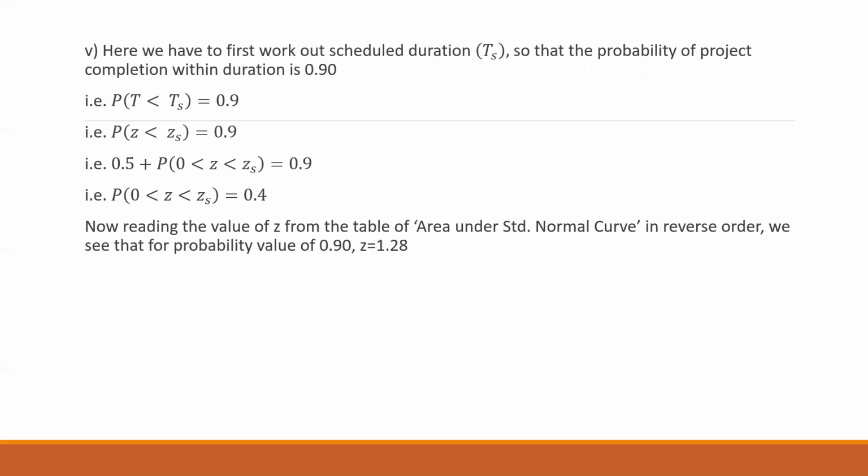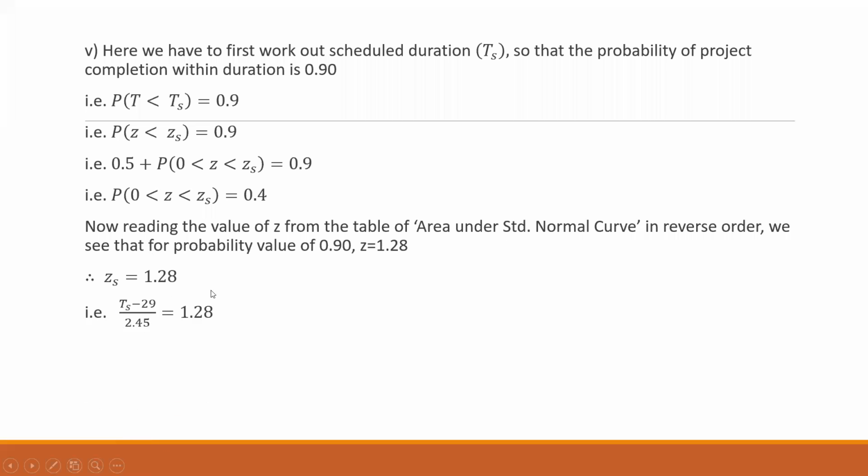Now take 1.28, and if I do the calculation for finding the value of TS, I can make use of the formula: TS minus the time duration, which is 29 days, that is T, divided by the standard deviation, which is 2.45, equal to 1.28. I can find out the value of TS. So let us see what the value of TS is coming.